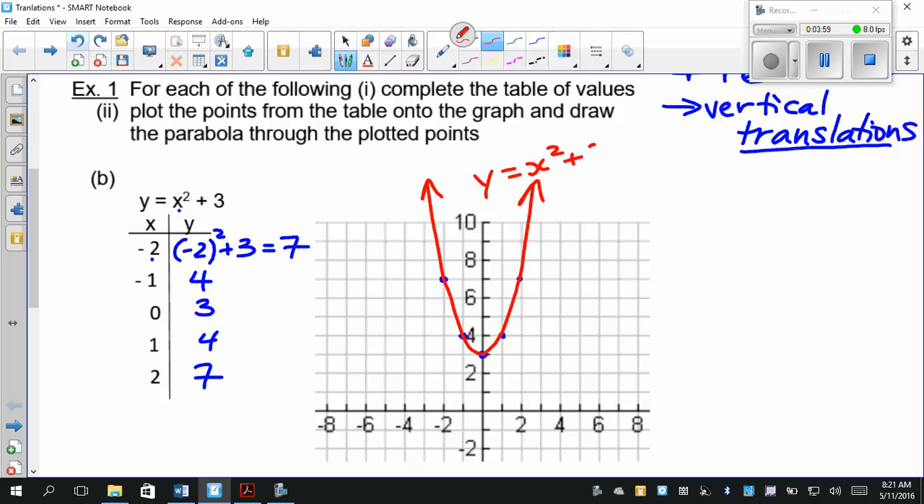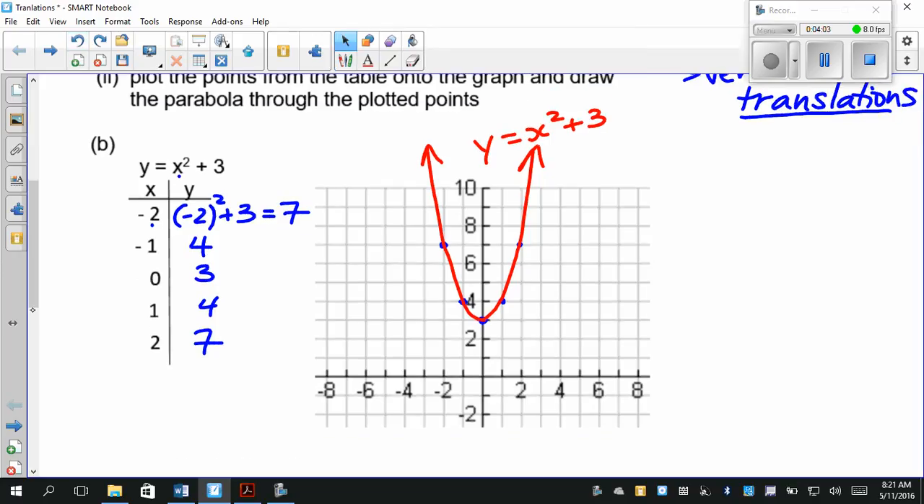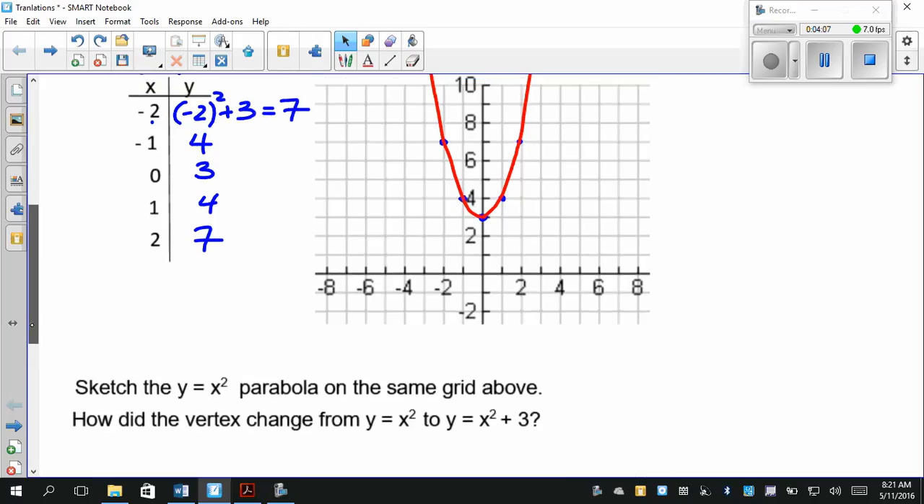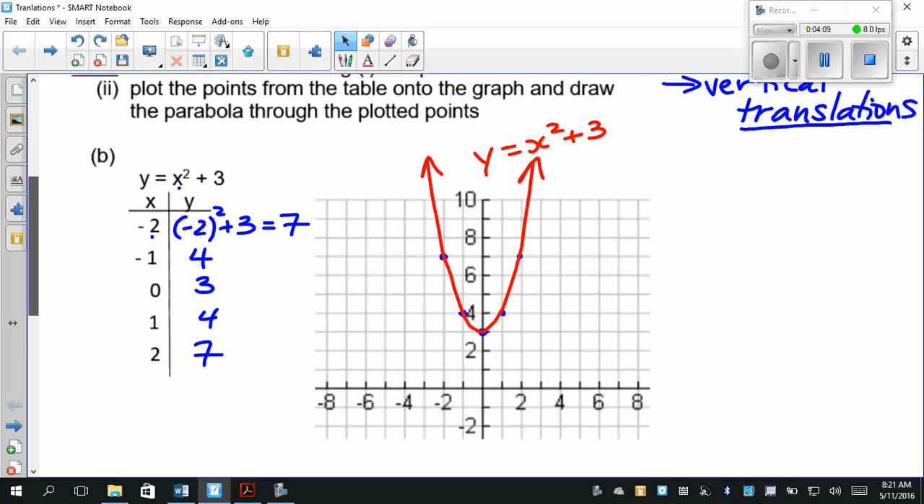But down below here, it says sketch the y equals x squared parabola on the same grid. So hopefully you're getting better at drawing y equals x squared. So we've got 0, 0. And we talked about the step pattern, so over 1, up 1. Over 1, up 3. 1, 2, 3. And over 1, up 5. 1, 2, 3, 4, 5. And then the same points on the other side of the vertex.